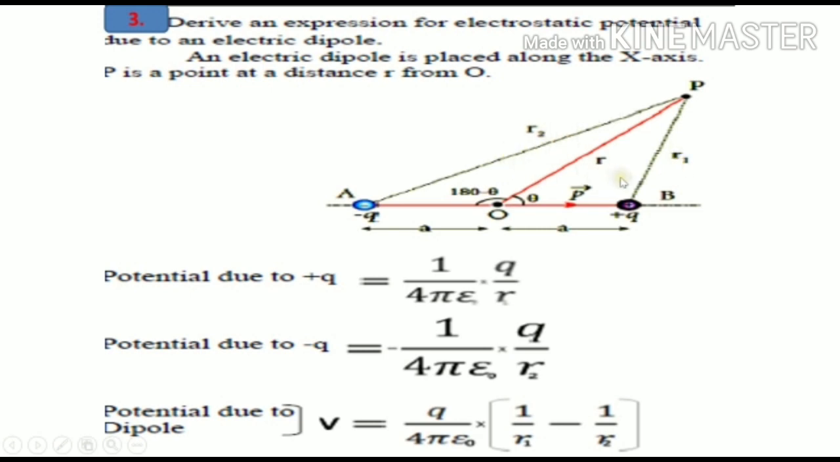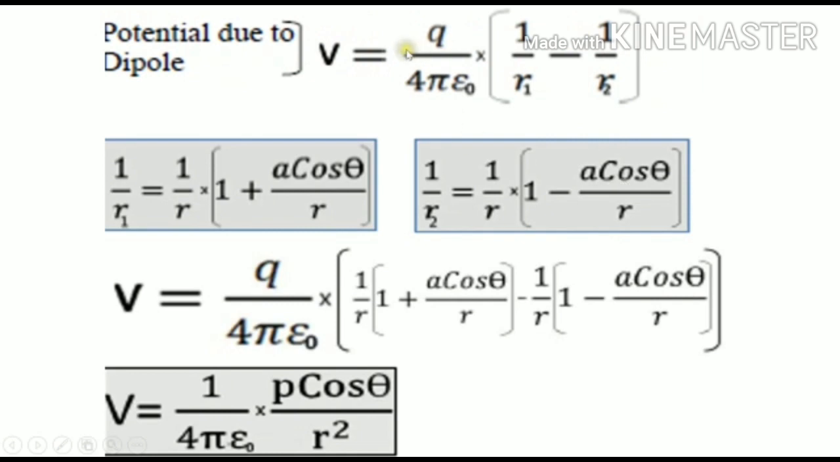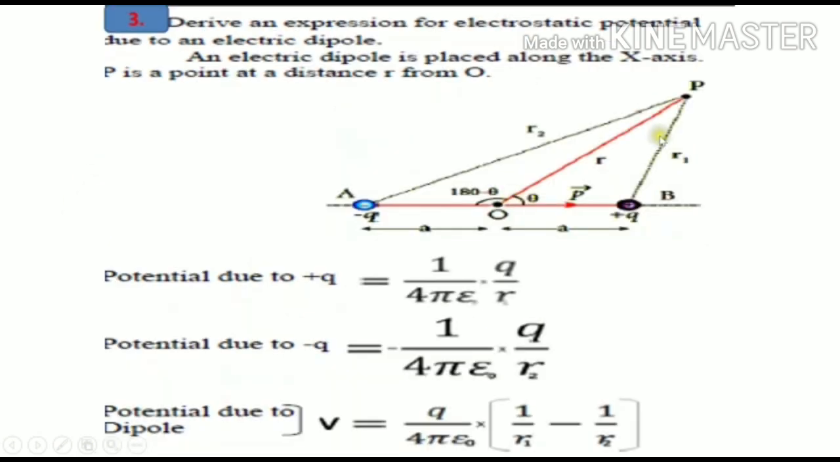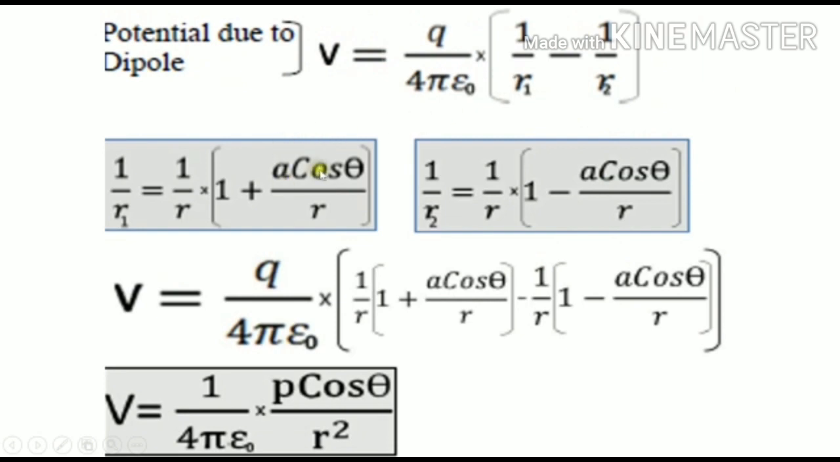Now, applying the cosine law, 1 by R1 is equal to 1 by R. Here R is the distance from O to B. So 1 by R into (1 plus A cos theta by R). You don't need to know how this value is calculated, just write it as 1 by R into (1 plus A cos theta by R). Similarly, 1 by R2 is equal to 1 by R into (1 minus A cos theta by R).